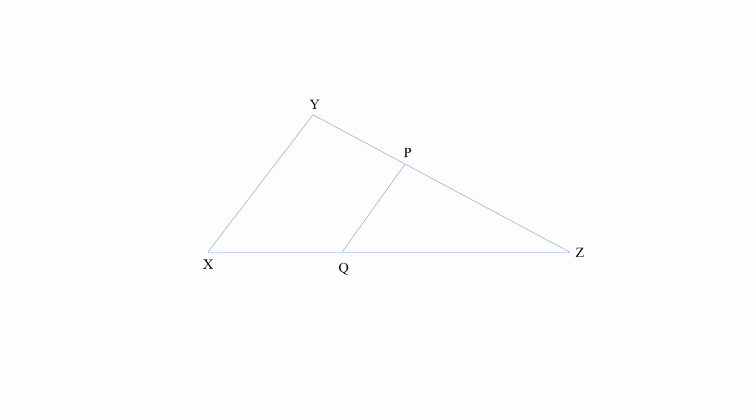So the first dimension that we are given, XY, is 6 centimeters. Then the second dimension that we have been given is XQ, which is 9 centimeters. And we have been given QZ as x, which means that it is unknown and it has to be calculated. And for QP, we have been given 4 centimeters.